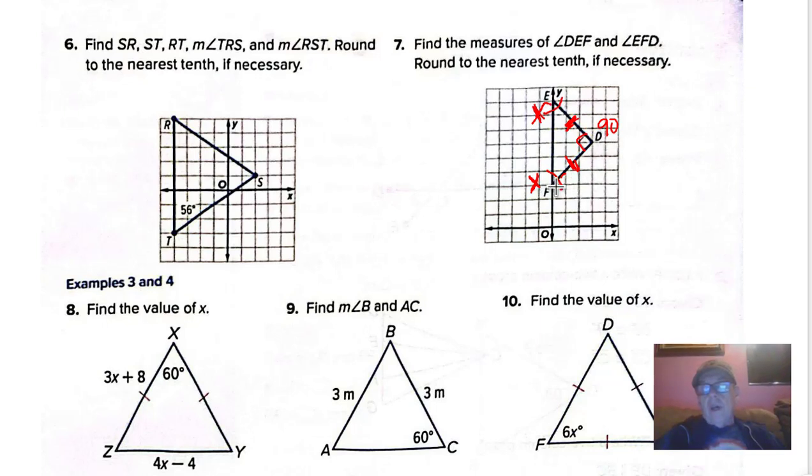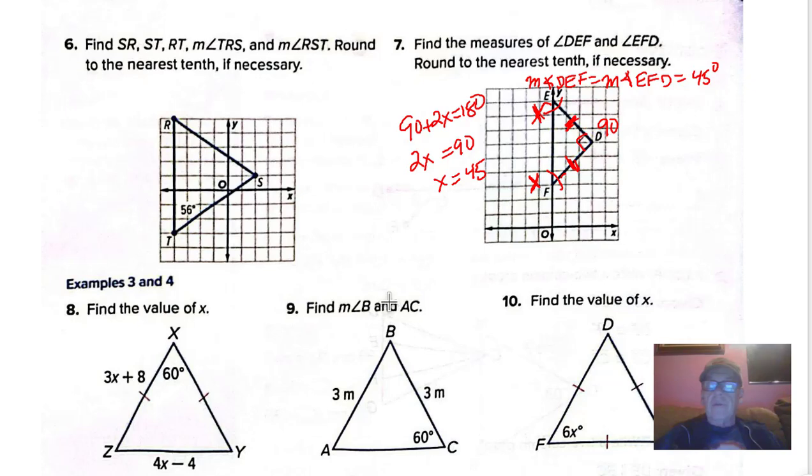Since they have to be equal, we'll use X. So actually, triangle sums tells us that 90 plus 2 x's must be 180. Take 90 away from both sides. 2 x's is 90. Divide both sides by 2. X is equal to 45. So each one of these angles must measure 45 degrees. So the measure of angle DEF equals the measure of angle EFD, which is equal to 45 degrees. Okay, so there's number 7.